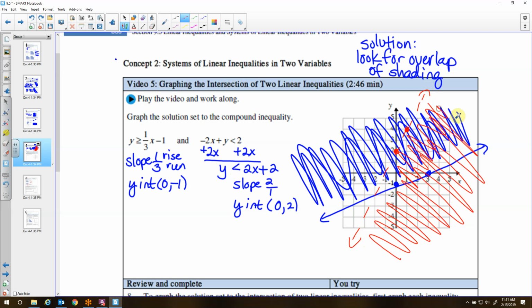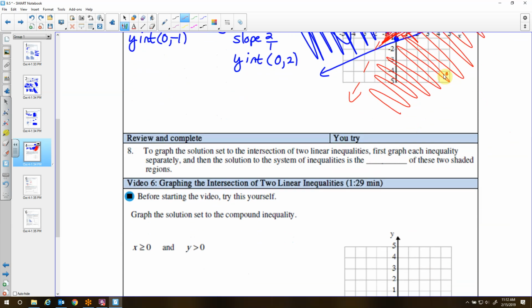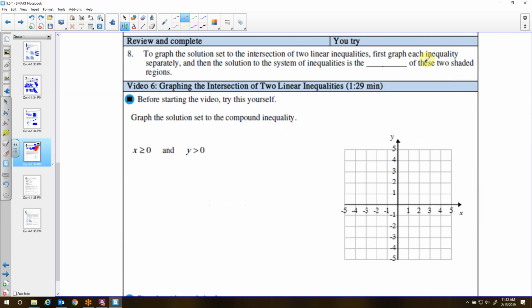Now, where does the shading overlap? Well, it's kind of like this little pie shape right here. So you would need to make that little piece a little bit darker than the rest to show that that is the solution. The solution is where that's darker, right there. So that's how you do a system. You graph each one, you shade each one, you see where the shading overlaps.